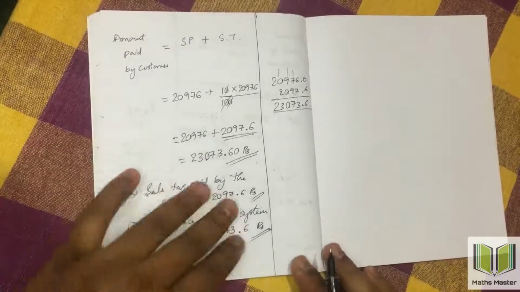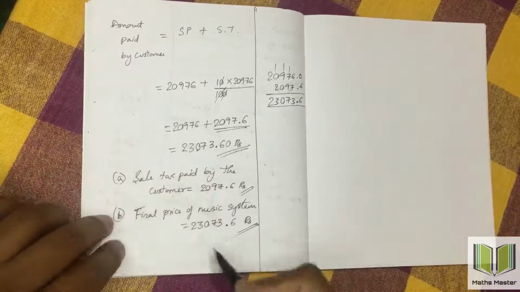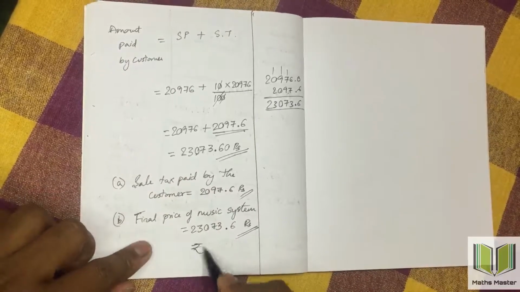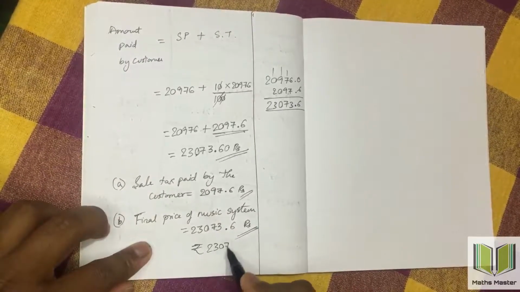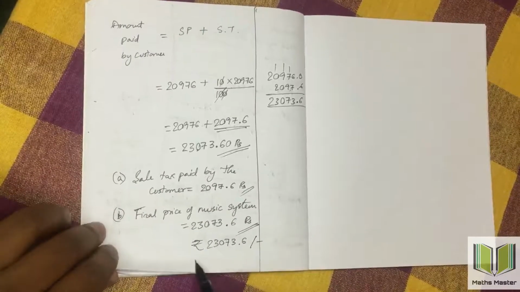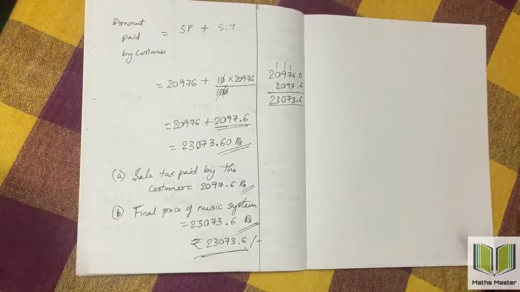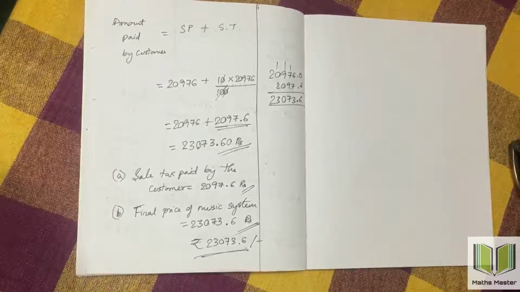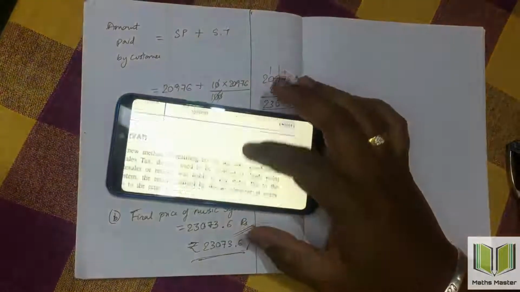Two values, put it across in your exams. Yeah, obviously the rupees symbol you can use, in 23,073.6 you can put a line and a dash to make it look much more like an amount. Okay, now this is with the first exercise.